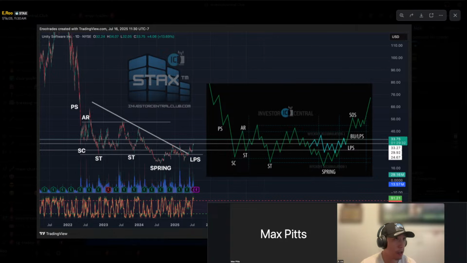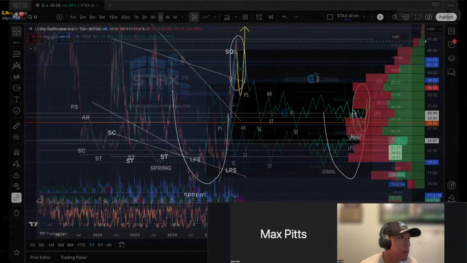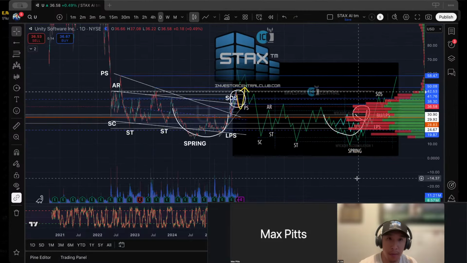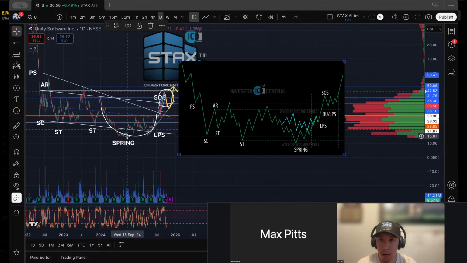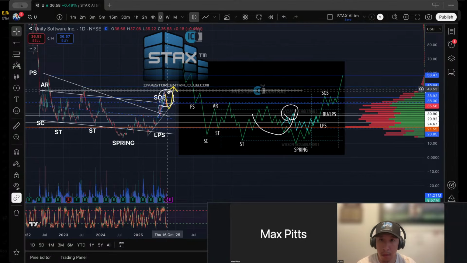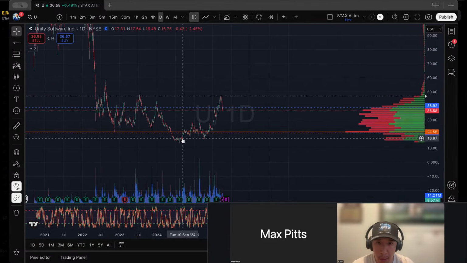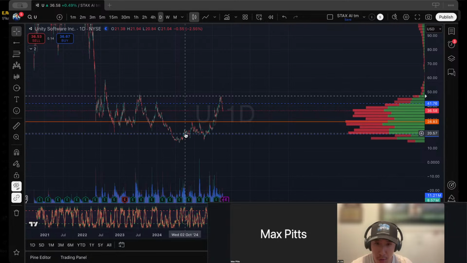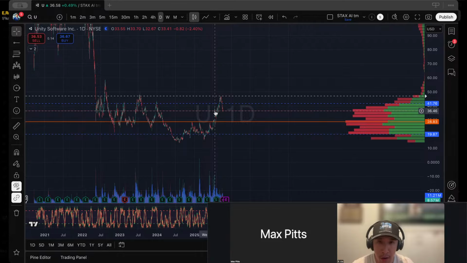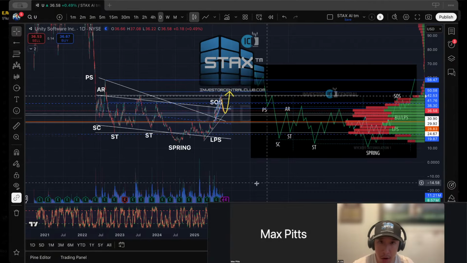Okay, let's go ahead and pull up Unity right now. It's a little messy. Let me clean this up for you guys a little. Let me just take that off. Okay, so we called it out back here, right? I said October of 2024, so right around this range. We saw it move up to here by July this year. Saw it come back down. We're now at the top of that range.